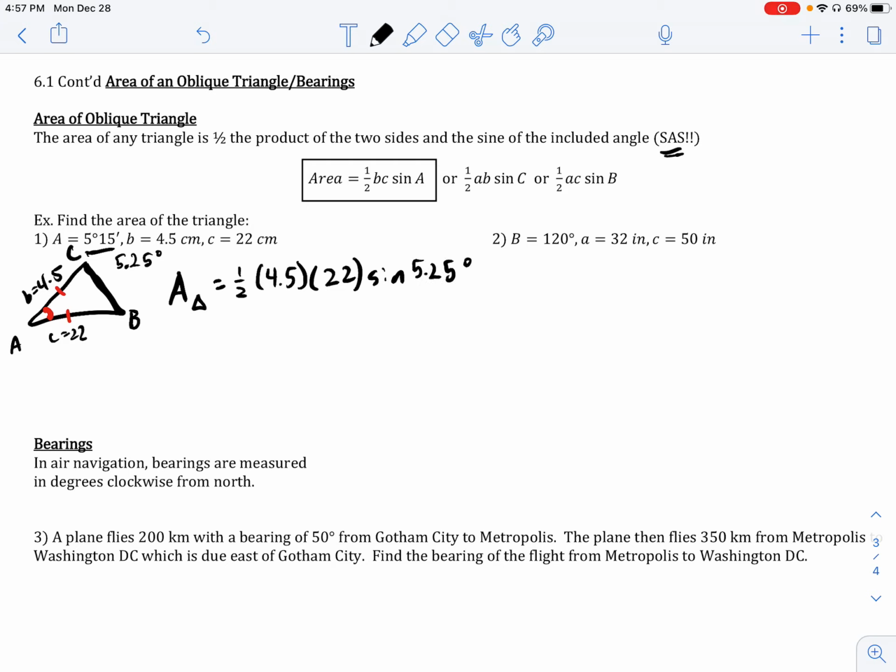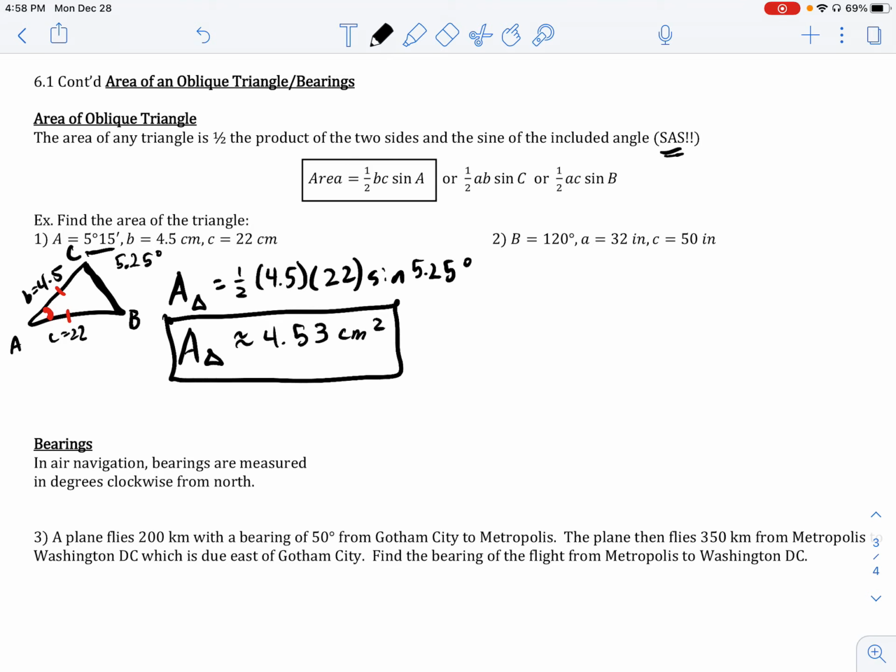5.25 degrees. At this point, you could just punch all that into your calculator and say that the area of this triangle is approximately 4.53, and the units that were given were centimeters, and since we're finding area, we would say centimeters squared. So there's the area of this triangle. Go ahead and pause the video and try number 2 on your own, and you can find the solutions for this in our Google Classroom.